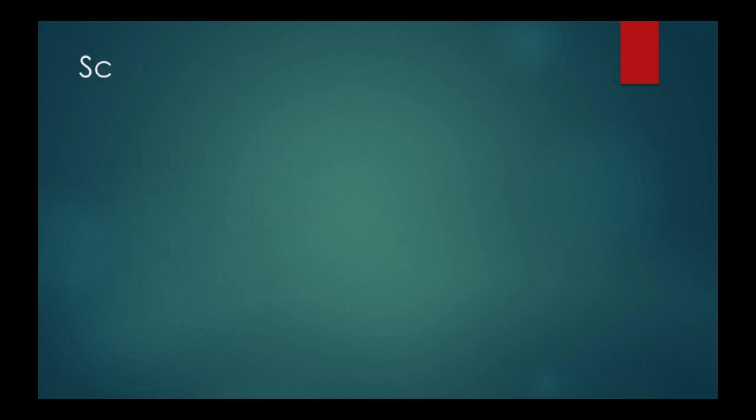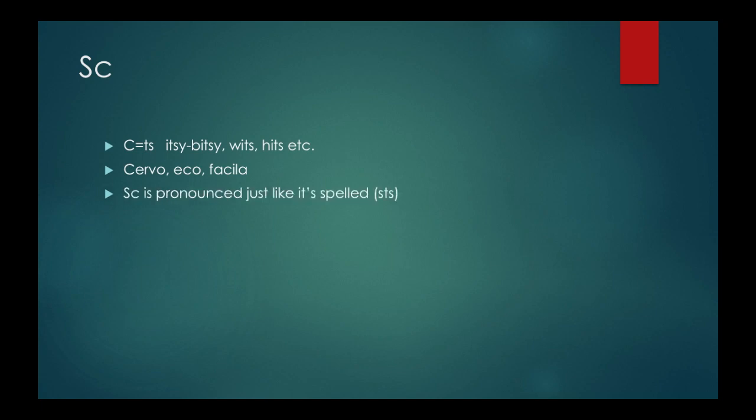Next we've got the C sound, which is troublesome for many people. The C is a TS sound, so you pronounce it just like in itsy bitsy, wits, hits, etc. Some Esperanto examples are cervo, eco, facila. It's a TS. So when you pronounce the S and the C together, you pronounce it like an STS: scii, osceri, sceptero.